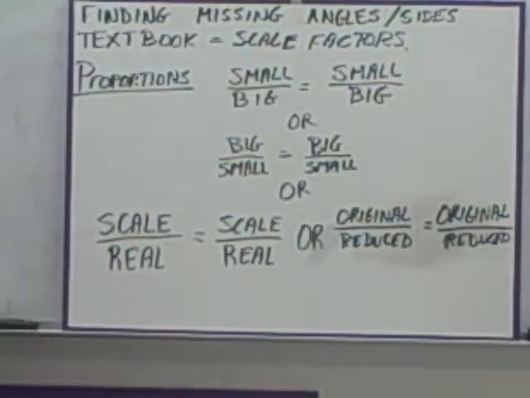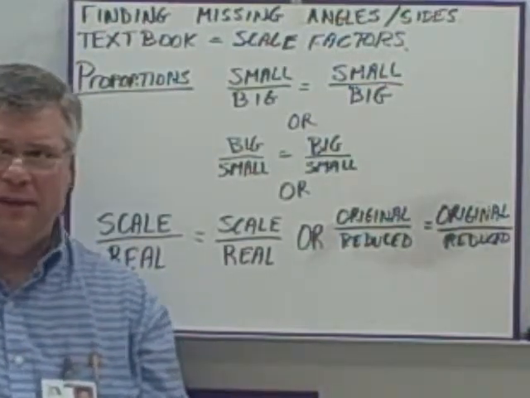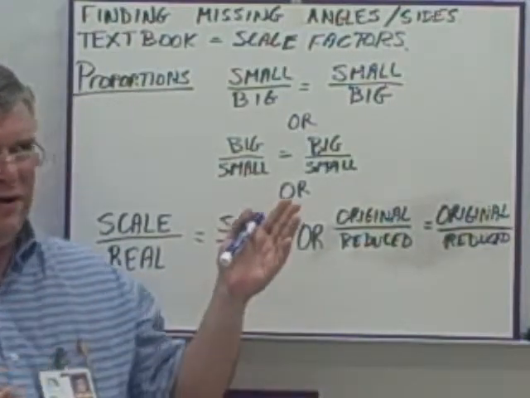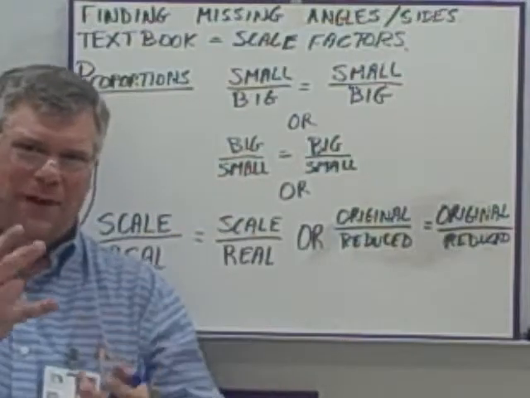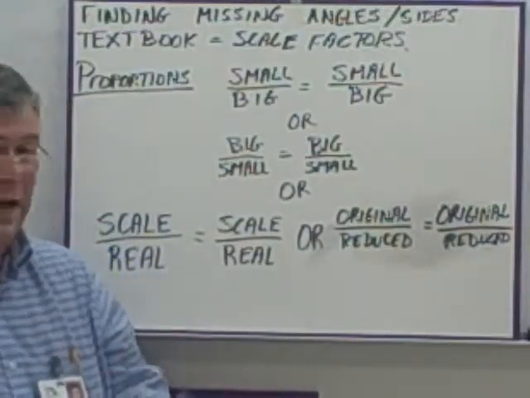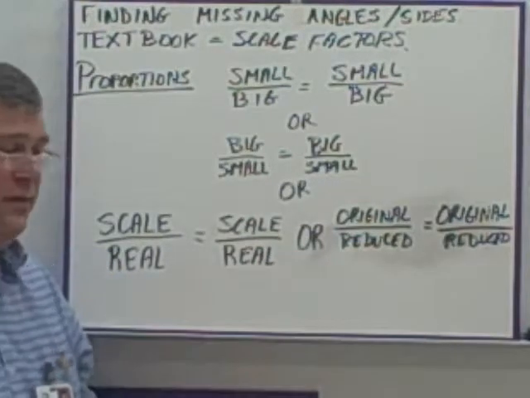All right, finding missing angles, sides. Well, the textbook's going to explain it to you using scale factors. I myself get confused with scale factors. When I look at them, I'm not sure whether I need to put this one on top, that one on top. It gets confusing to me, and I find you're more likely to make mistakes working with scale factors than you are to work with proportions.